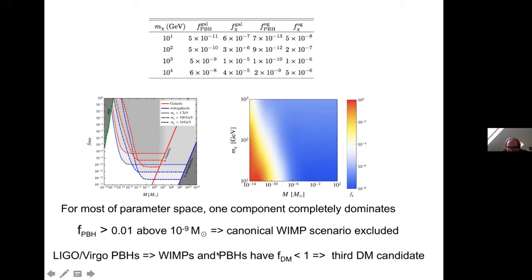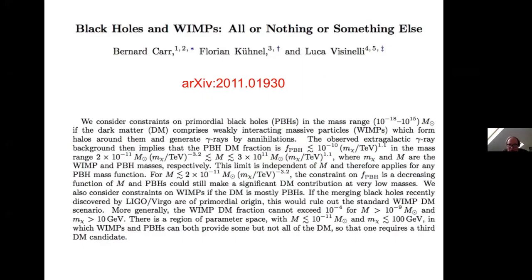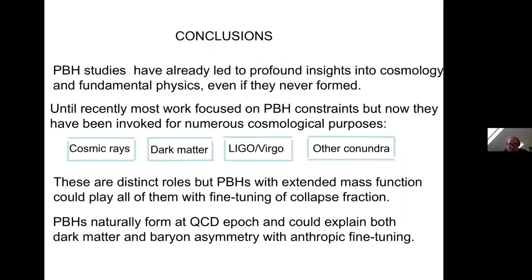But actually, the point is that for most scenarios, if LIGO has less than all the critical density, maybe 1%, the WIMPs have to have less than 1%. And that means you have to have a third dark matter component. And that was the significance of the title, All or Nothing or Something Else. So let me now finish.